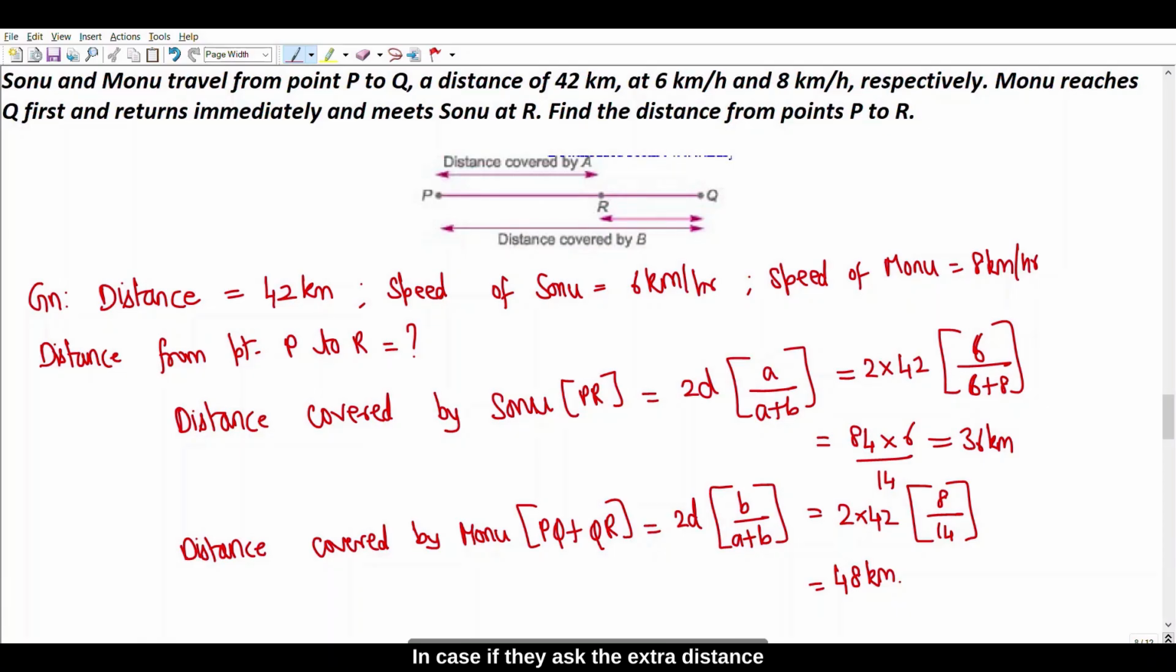In case they ask the extra distance traveled by Mono, we can subtract the two distances and give it as 12 kilometers. Thus, we can clearly say that the distance covered by one person with respect to another can be determined using the formulae which we discussed in this concept.